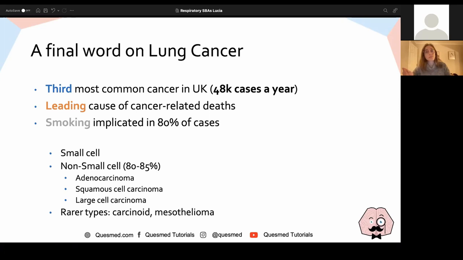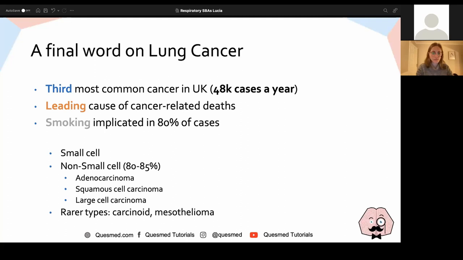Now, lung cancer, really quickly, is divided into two main categories: small cell lung cancer and non-small cell lung cancer. Non-small cell lung cancer is then subdivided in further categories. The most common are adenocarcinoma and squamous cell carcinoma. Also large cell carcinoma, which is a fair bit rarer than the other two. You then have more obscure rare types of lung cancer, such as carcinoid tumours and mesotheliomas, which technically are not quite lung cancer, but they also feature in this group.